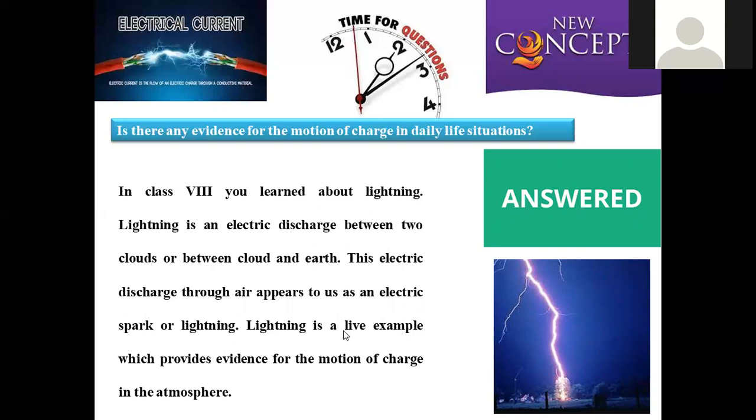A human being is also considered a conductor of electricity, so if we supply any electricity through us, it is transported from one region to another. That's why we experience electrical shock, right? That is purely because we have so many electrolytes in water which conduct electricity, so we are also a live example of this motion of charge.